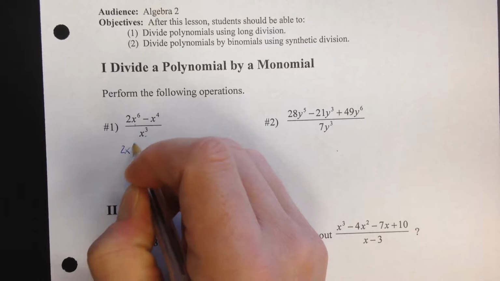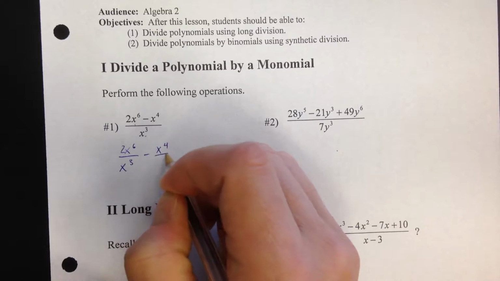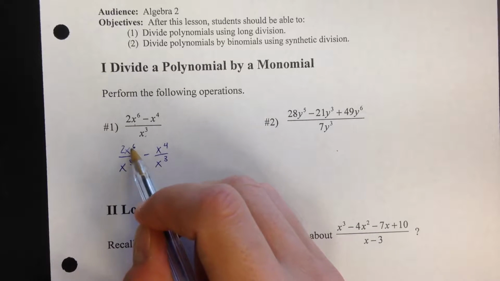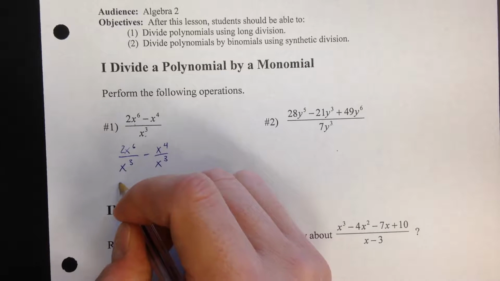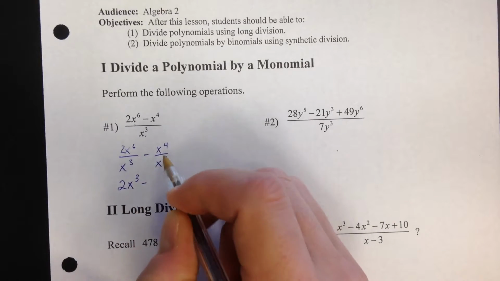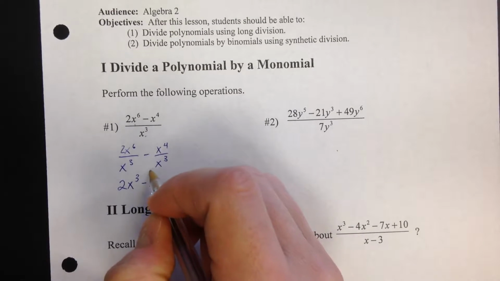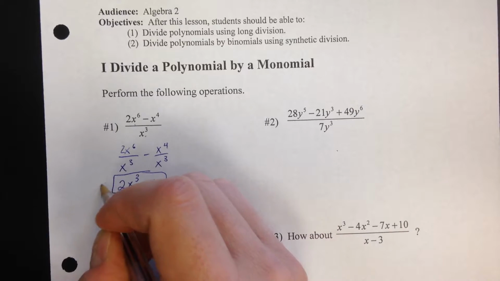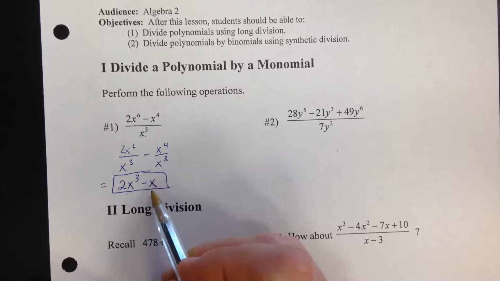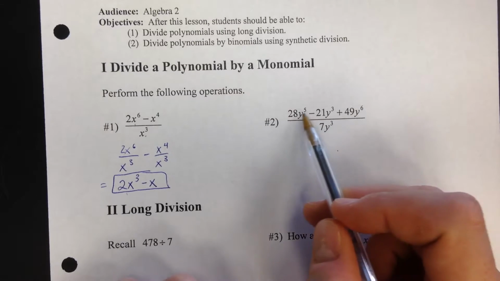You can say 2x to the 6th over x to the 3rd, and then minus x to the 4th over x to the 3rd. When you divide variables, we subtract the exponents. So this would be 6 minus 3, we get 2x to the 3rd, and then minus. This would be 4 minus 3 is 1, so it's minus x to the 1st. And that's as far as you can take it. We can't subtract that because they're not like terms. They don't have the same exponents. So we're done.